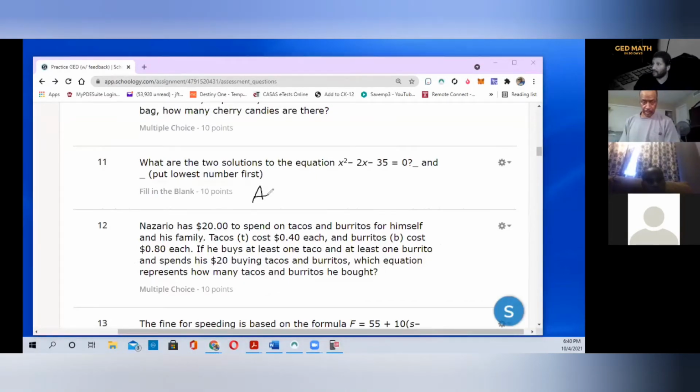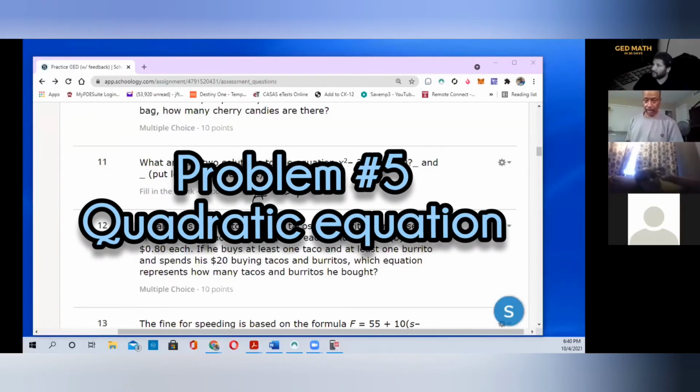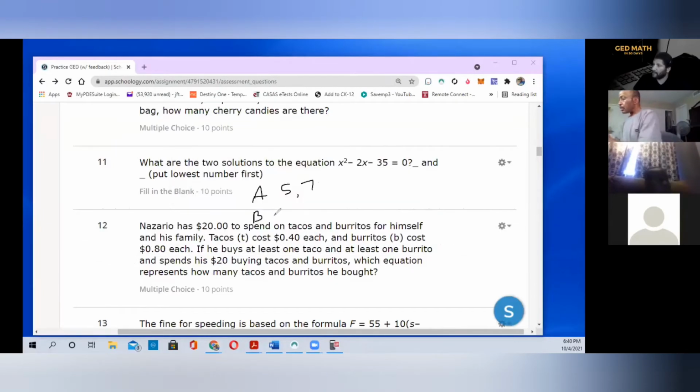So A is 5 and 7. B is -5 and 7. C is 5 and -7. D is -5 and -7. So what are the 2 solutions to the equation x squared minus 2x minus 35 is equal to 0?